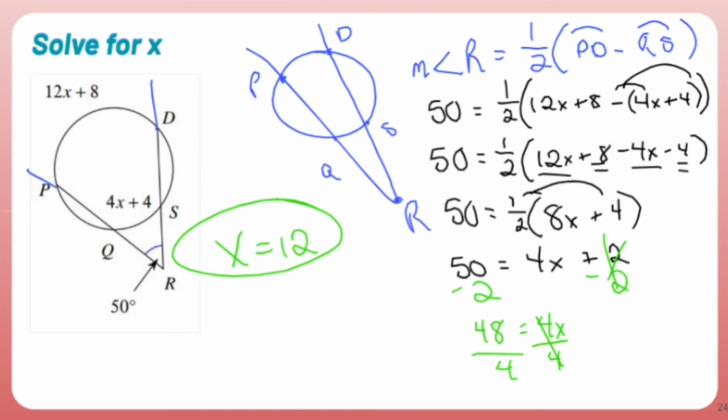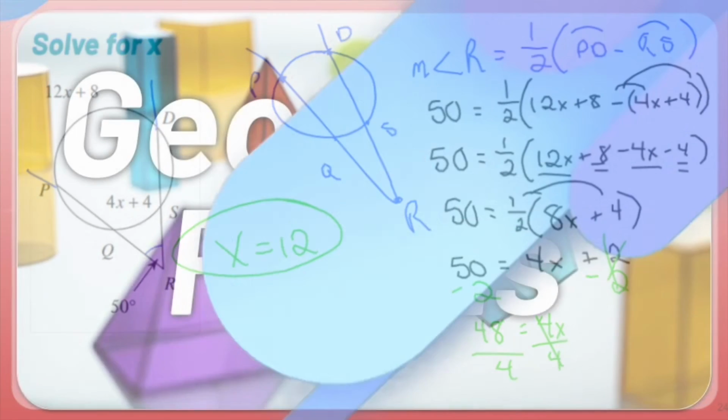All right, so secants cross to make an angle. I'm going to take half of the difference of the two arcs that are created. Okay, make sure it's positive. The end.